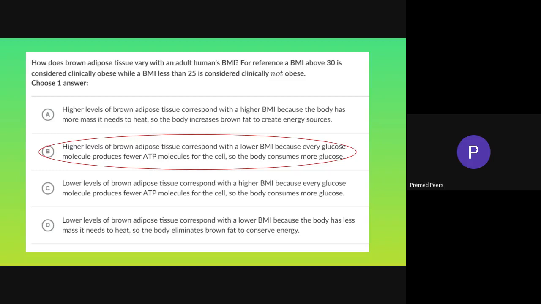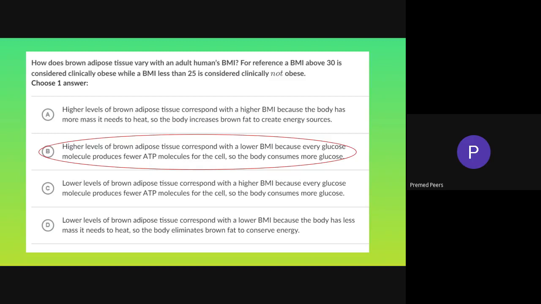Personally, I did not like this question. I thought it was a little confusing, but the reasoning is that, as it says, higher levels of brown adipose tissue correspond with a lower BMI because every glucose molecule produces fewer ATP molecules for the cell, so the body consumes more glucose. What it's really saying is you have to look back at the function of the uncoupling protein that's present in brown adipose tissue. It ties back into question one, because more hydrogen ions are being siphoned away through the UCP, that means less ATP is being produced through the ATPase. So a greater number of glucose molecules have to be consumed to produce an equal amount of energy within that tissue.